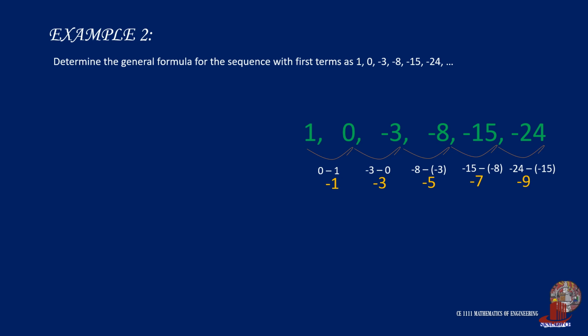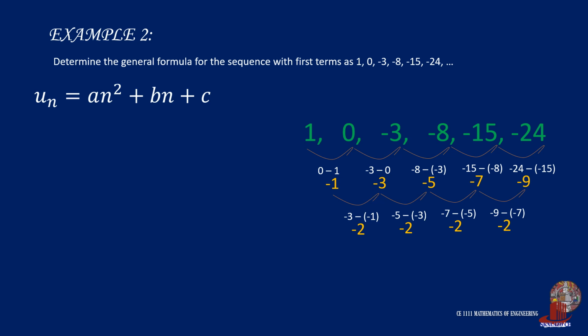Then continue with the second difference. That is starting with -3 minus -1, which is -2. -5 minus -3 is -2. -7 minus -5 is -2. And -9 less -7 is -2. Having a constant -2 for the second difference verifies the sequence as quadratic. So the nth term as a n squared plus b n plus c is used.